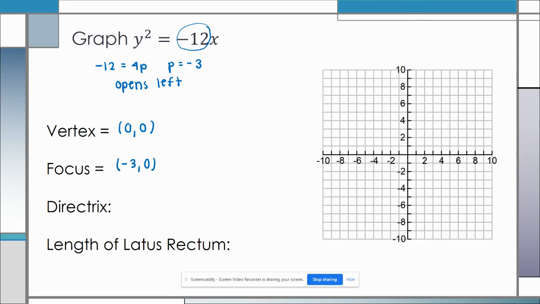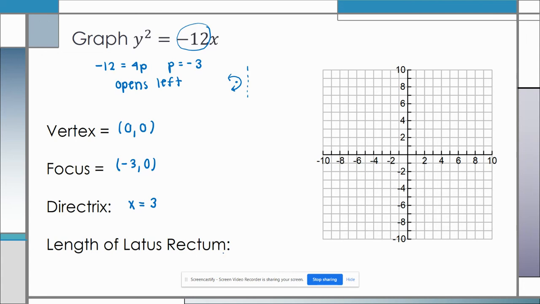Okay, so I know that my directrix then is going to have to be, so here's a quick little sketch, a vertical line, so it does not intersect that parabola. So that means it's going to have to be x equals a number. So from the vertex of (0, 0), I need to move to the right to create that directrix. And we're moving the distance of p. So 3 to the right would be x equals 3.